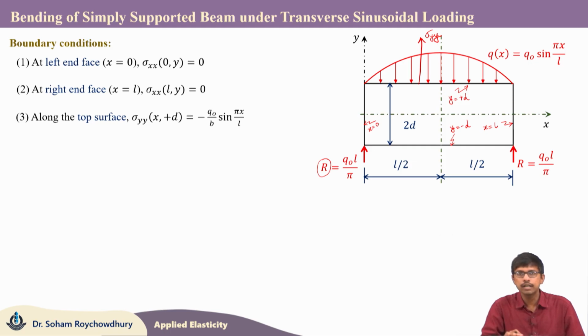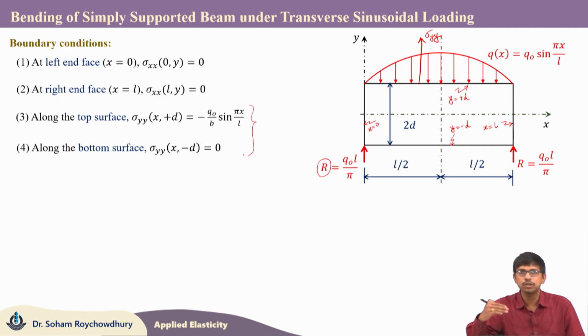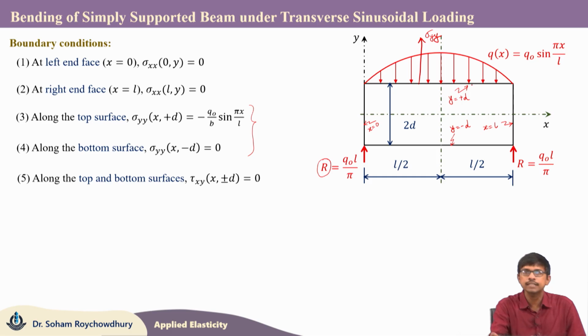So, sigma y on the top face, the y equals to plus d plane, should be equal to minus q naught by b sin pi x by L, whereas the bottom face, being free of any kind of normal or shear load, has sigma y at x comma minus d equal to 0. So, these two are the normal surface tractions on the top and bottom face. Similarly, we can write the shear surface traction on the top and bottom face to be 0, because no external shear force is acting on the top or the bottom. So, for both y equals to plus minus d, the shear surface traction would be 0.